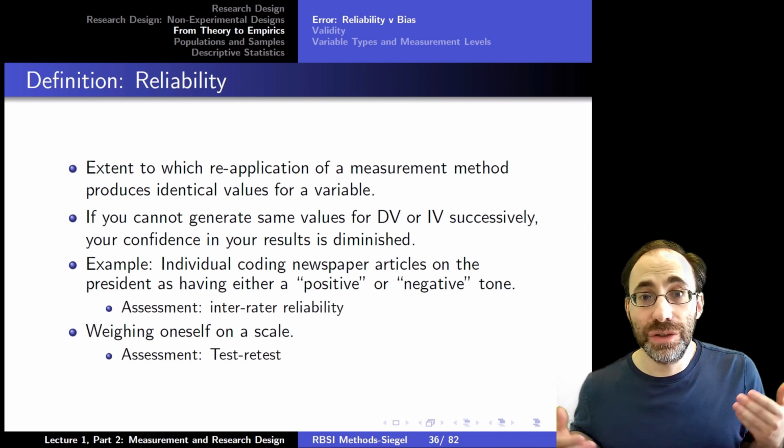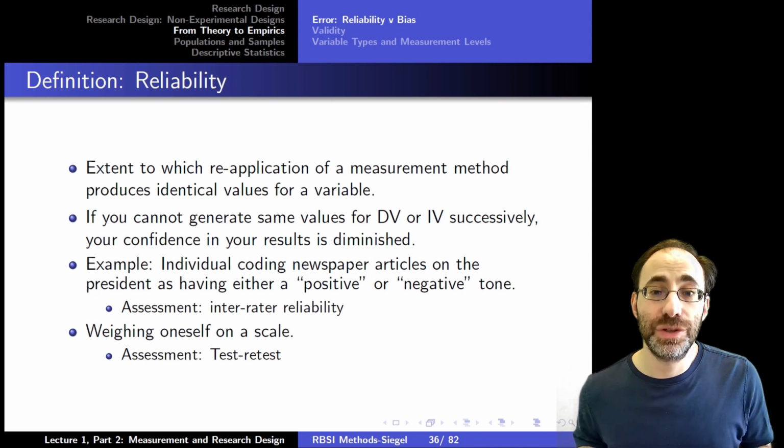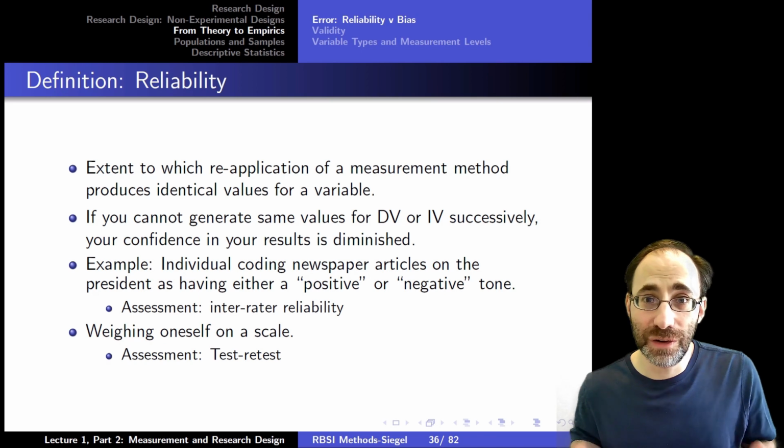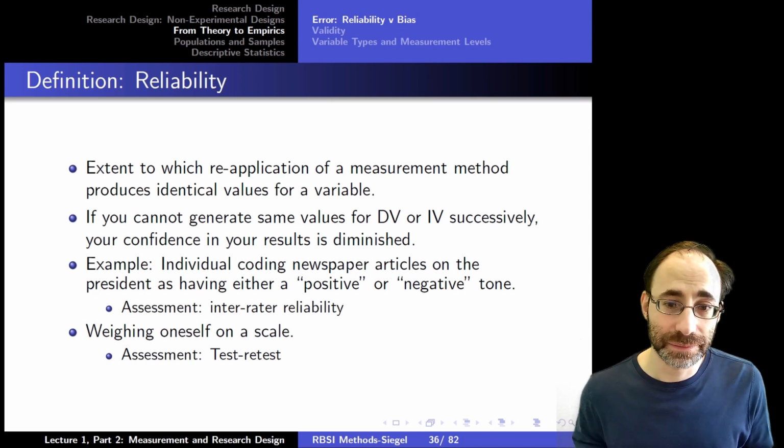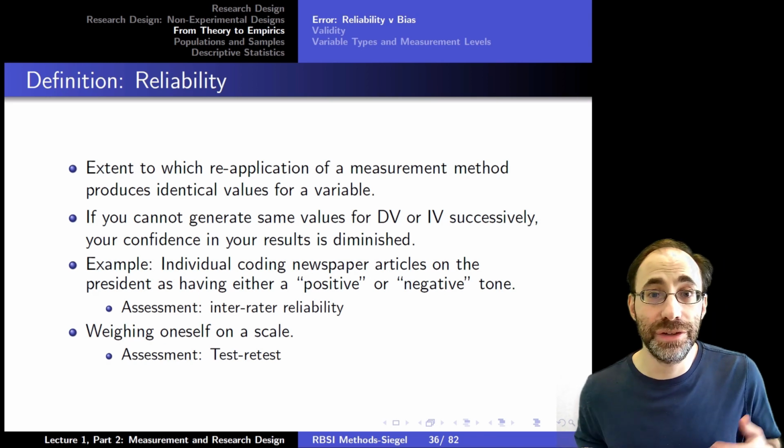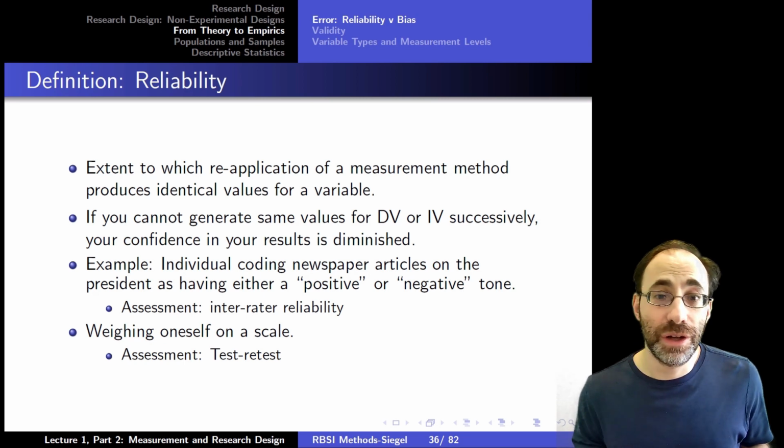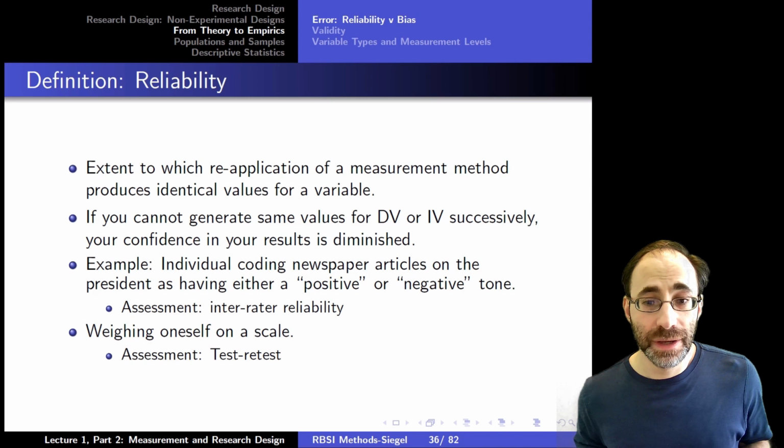Reliability is the extent to which reapplication of a measurement produces the identical values for a variable, right? So if I do it over and over and over again, I get the same answer every time. If you can't do this for your dependent and independent variables successfully, your confidence in your results is diminished.